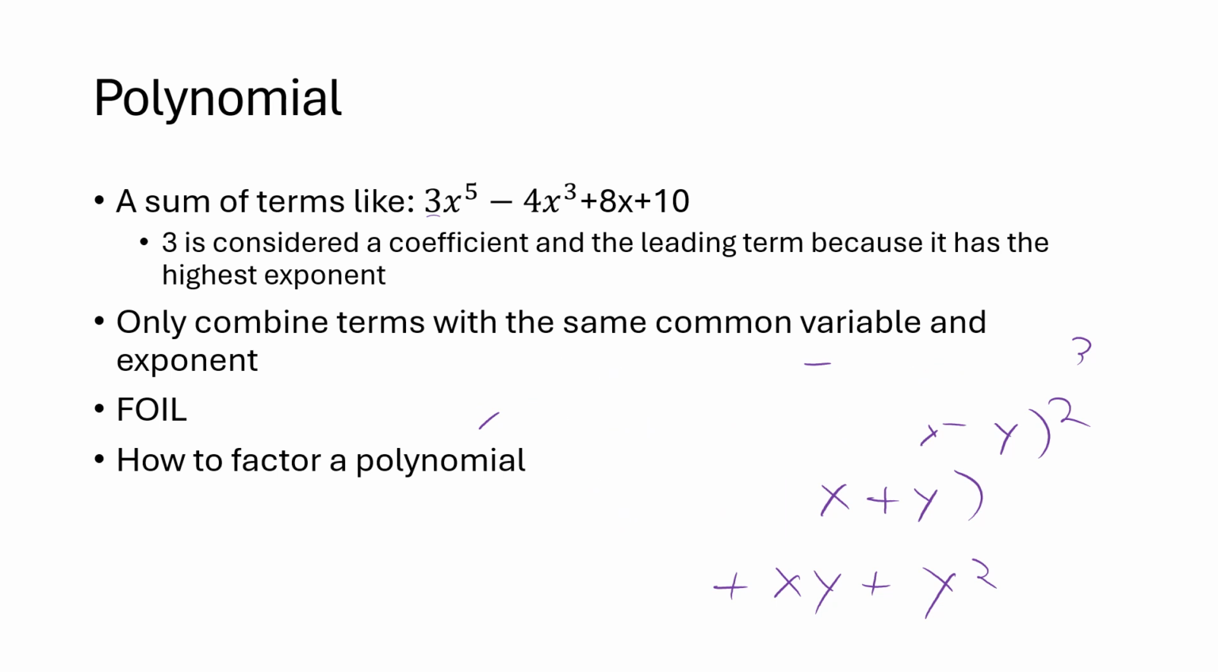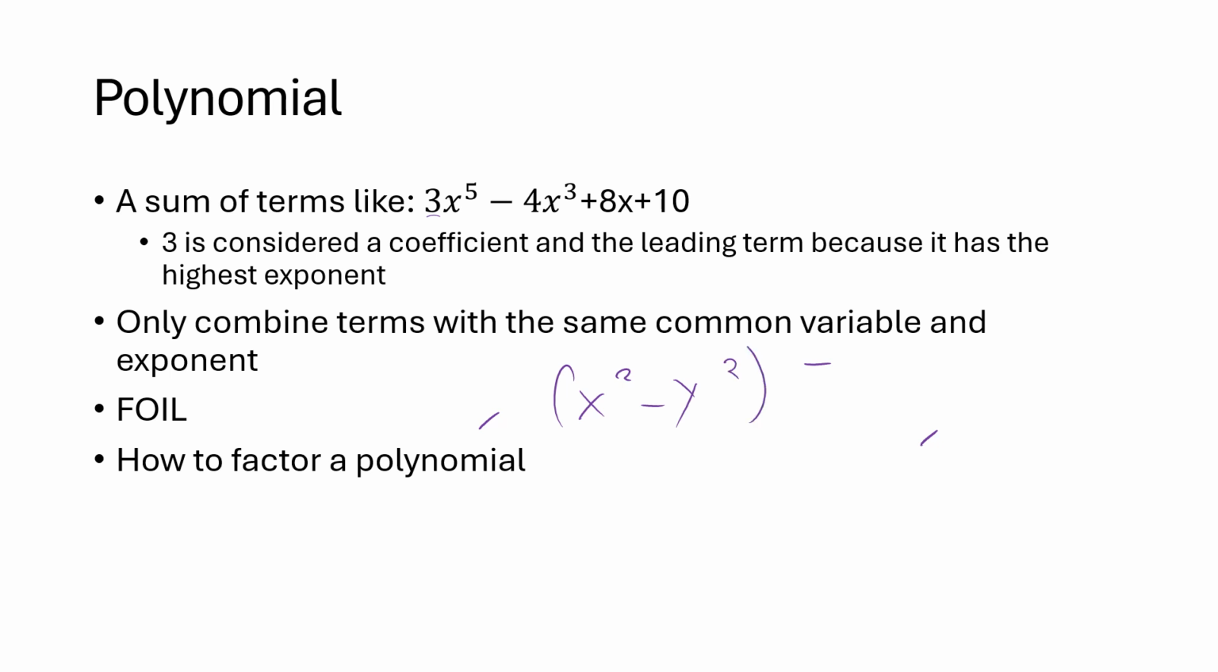The next one to know is the difference of squares. The difference of squares is when you get x squared minus y squared. Well, this answer is going to equal (x plus y)(x minus y). This is going to always be true. This is just how they work.